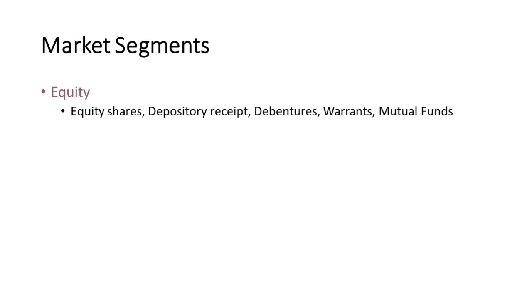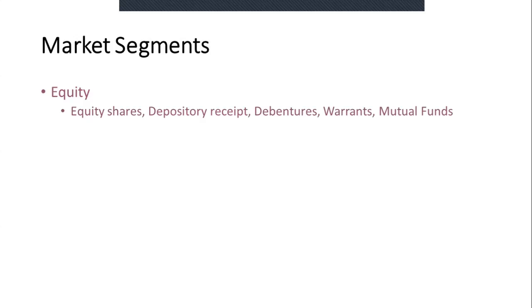People who have a very nominal amount, maybe 100 rupees or 500 rupees or 1000 rupees, monthly or weekly, go and invest their money in mutual funds. In turn, the mutual funds invest the money in the equity market. So indirectly, mutual fund investments go to the equity market. It also provides more return. These are all equity shares, depository receipts, and debentures that come under the equity segment.